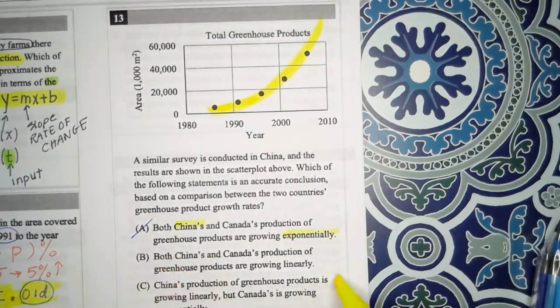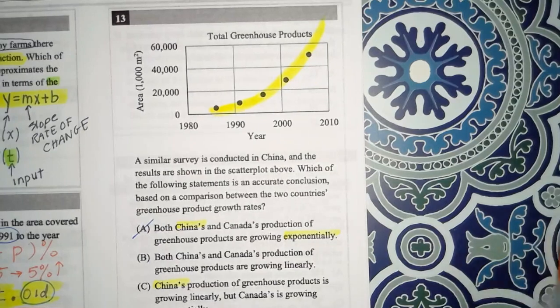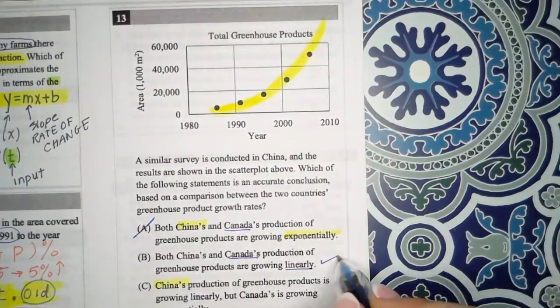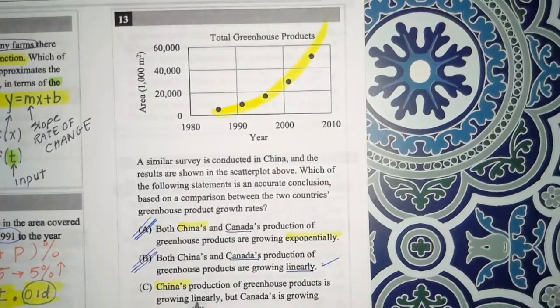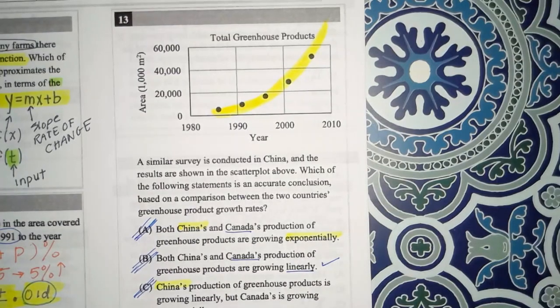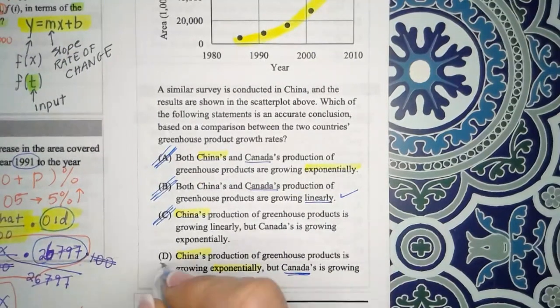It says they're both linear, no way. China, linear, nope, that's out. China, exponentially, you're in. Here's the other one. Canada, growing exponentially, we said no. Canada, growing linearly, that part's fine. But China is not growing linearly, this is out. China, blah, blah, blah, Canada growing exponentially. No, this is all sorts of bad. This, China's production of greenhouse products is growing exponentially, but Canada's is growing linearly. Oh, I cut it off. Sorry. Let me know if I do that again. Is that one good? Winner, winner, chicken dinner.